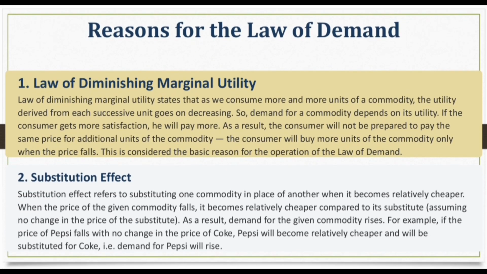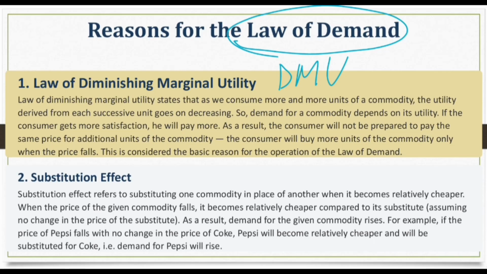Now, what are the reasons for the law of demand? Why does the law of demand hold true? Why does it work? So first is the law of diminishing marginal utility. You might have read about consumer's equilibrium. If not, just see what this law basically means. The law of diminishing marginal utility, or law of DMU in short, basically states that as we consume more and more units of a commodity, the utility derived from each successive unit goes on decreasing.